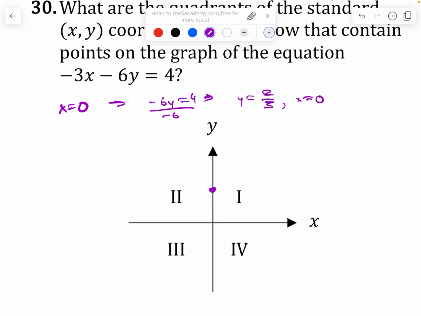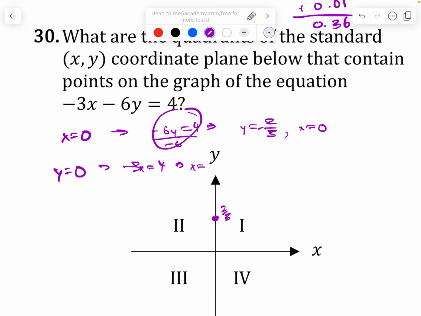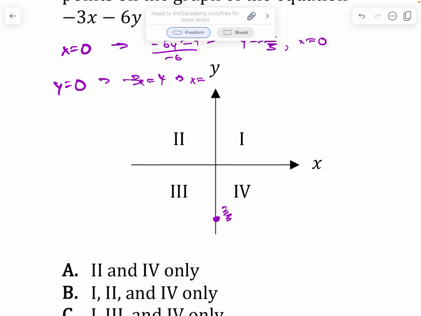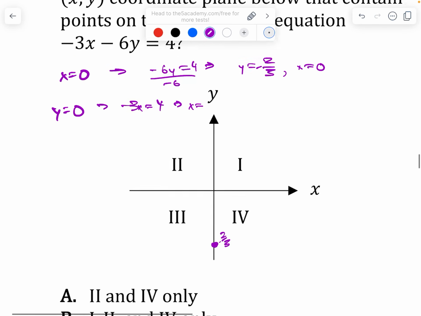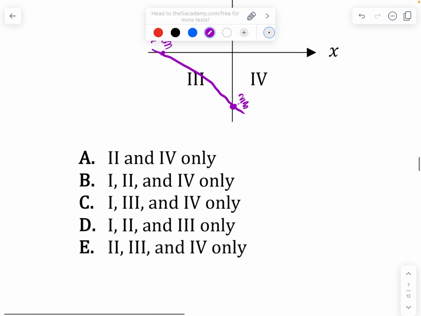Okay, now make y equal to 0 to find your x-intercept. Negative 3x is equal to 4. That means I get x equals, or sorry, hold on. This should be negative 2 over 3 because it's 4 divided by negative 6. x equals negative 4 over 3. Okay? Negative 4 over 3. Somewhere over here. So your answer is going to be quadrants 2, 3, and 4.